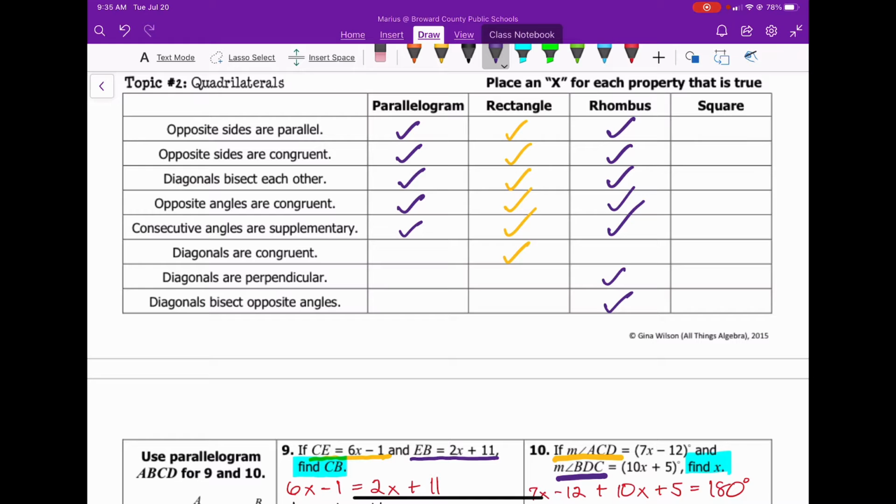For this video, we're going to be still reviewing quadrilaterals, but now we're specifically going to focus on squares and the properties of a square. So let's go ahead and jump on in.